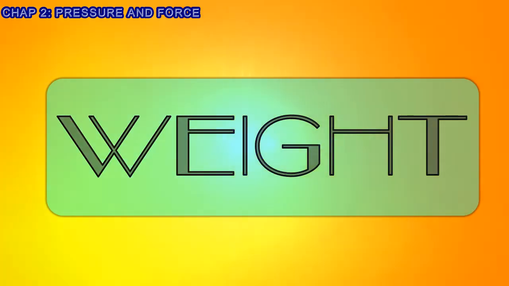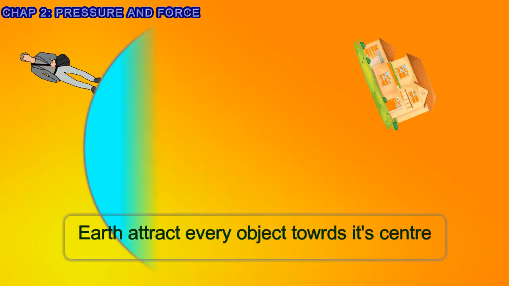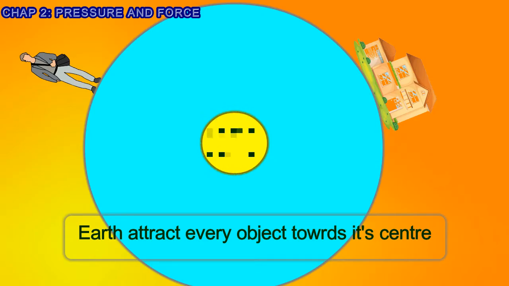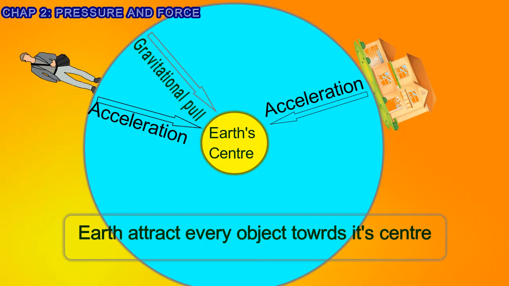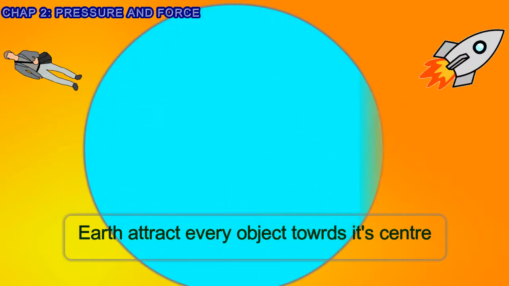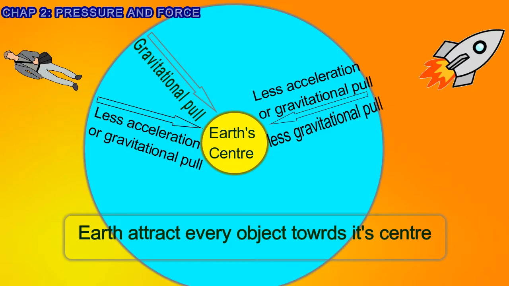Now let's see what is weight. Weight is the force with which the earth attracts a body towards it. Every object is attracted towards the earth. The pull of gravity on objects on the surface of the earth is called acceleration due to gravity. This attraction decreases as we move upward from the center of the earth. It is maximum on the surface.